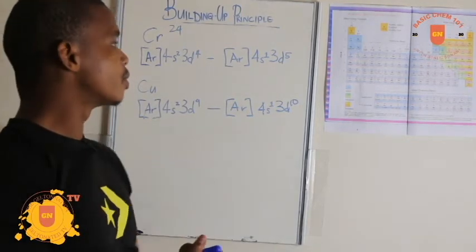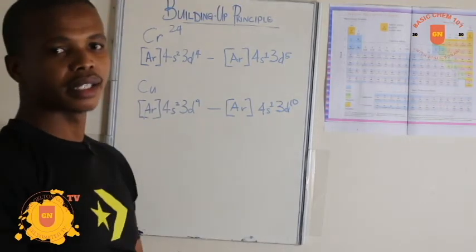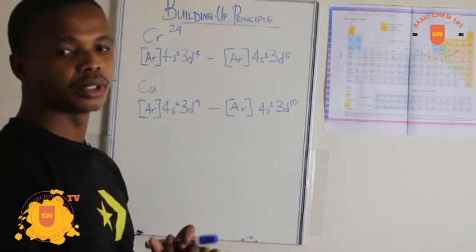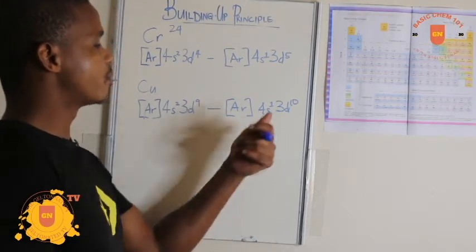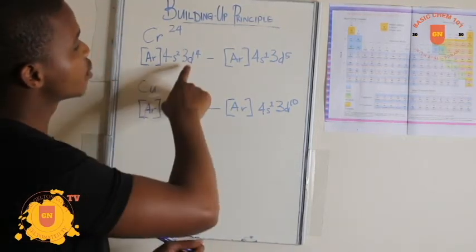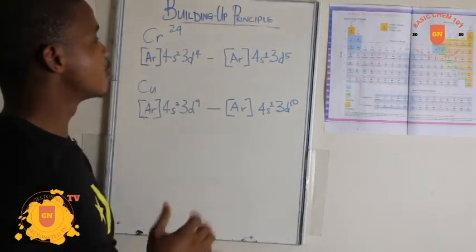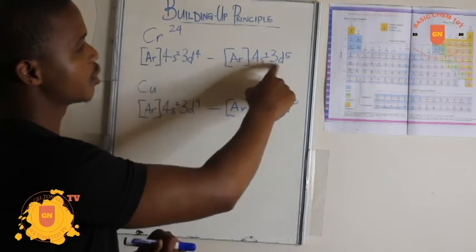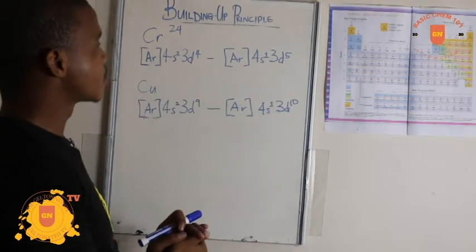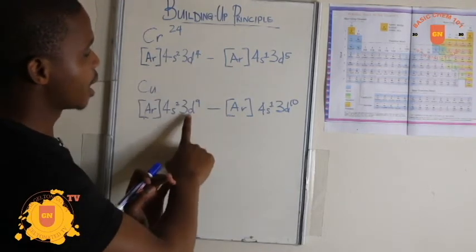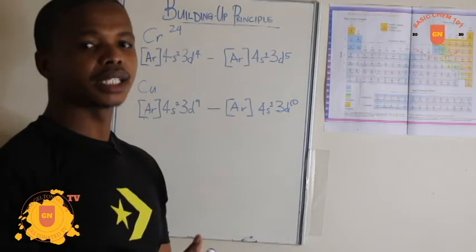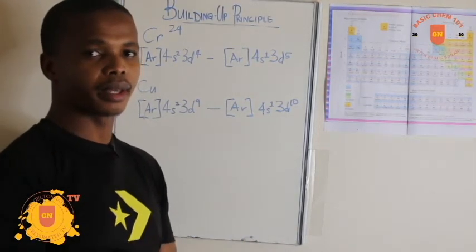The exception is that when you are filling the d orbital, there's a rule that says it's either you half fill the d orbitals first, or you fully fill them before you fill up the s orbital. So in this case you had 4, so the closest would be for you to fill this one to be 5, which is half filling, and then you take 1 from here, you put 5 there. Now when you have 9, you can take 1 here to make it 10. So when your d orbital is 4 or 9, you can take from the s orbital to half fill or to fully fill the d orbital. So those are the exceptions to the building up principle.